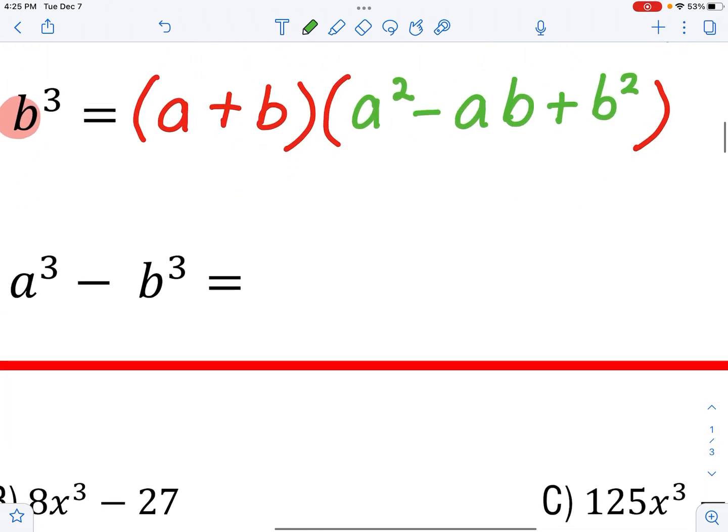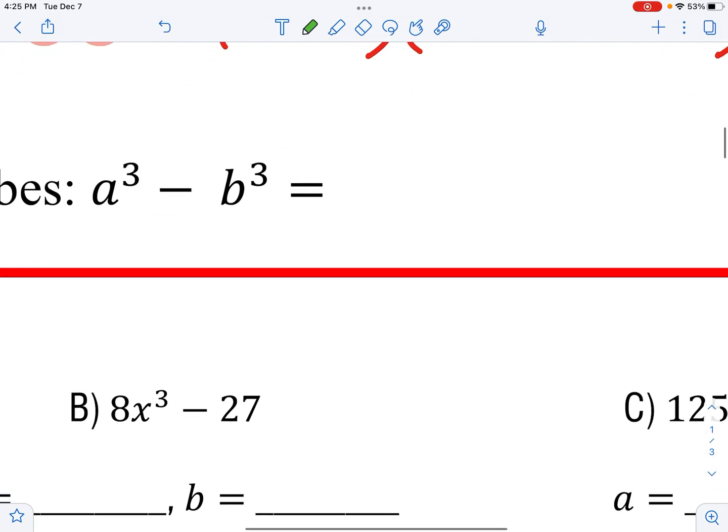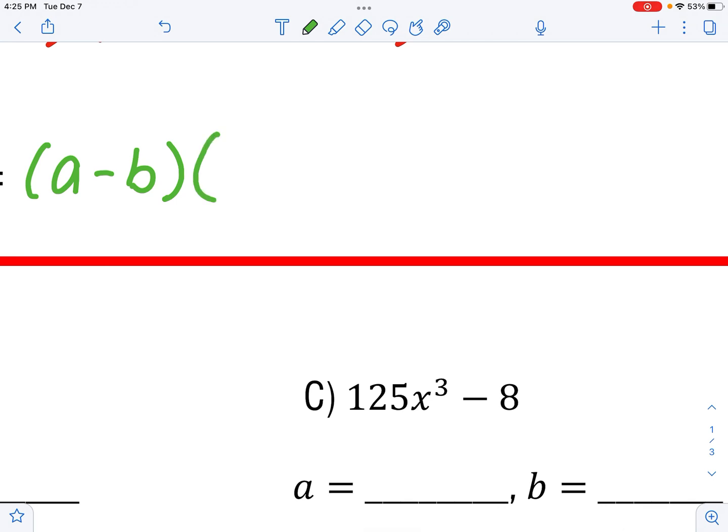That's a special factoring pattern. Just like a difference of squares is A plus B times A minus B, same idea here. If it's A cubed minus B cubed, first thing you're going to do is copy the base, which is A minus B. That's going to be your binomial. And then your trinomial, use SOPs.